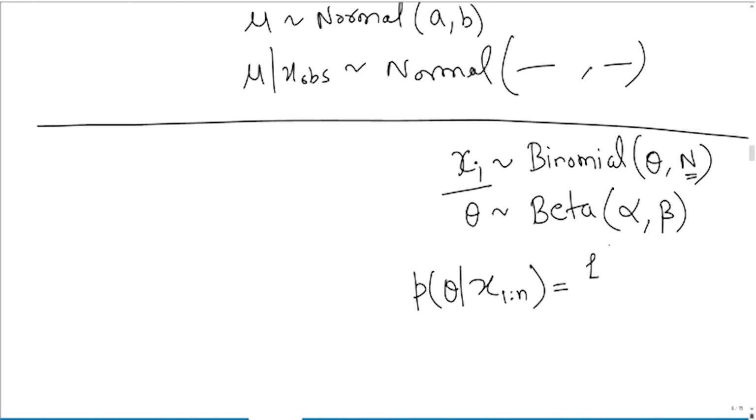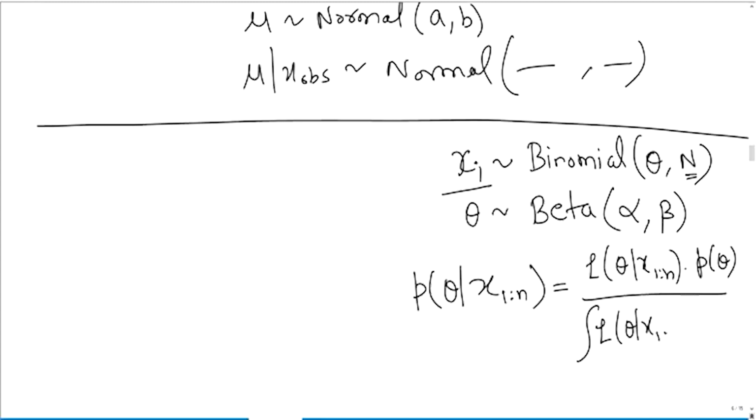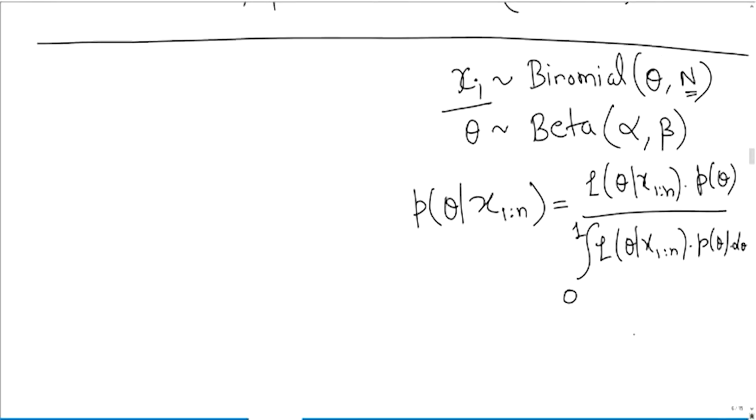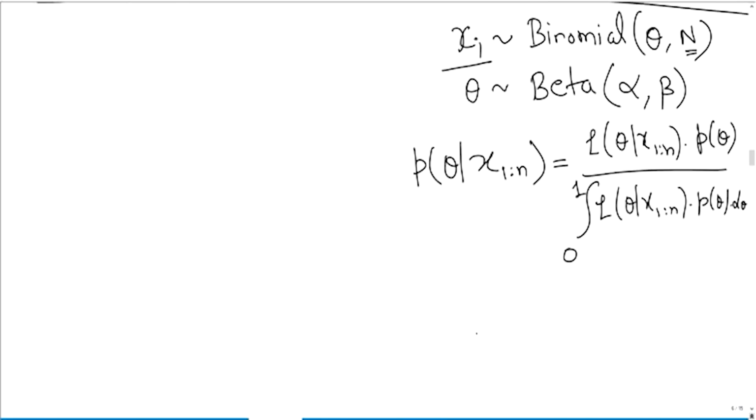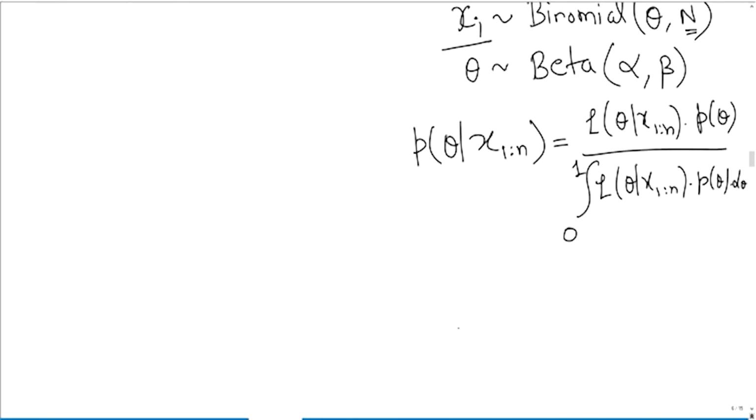In order to do this, you need to multiply the likelihood given x1 to xn with the prior density of theta, divided by the integration of likelihood and prior on theta with respect to theta. This integration should go from 0 to 1 because that is the range of parameter theta. That is the parameter space; theta can take any value between 0 and 1. So, let us try to solve this.